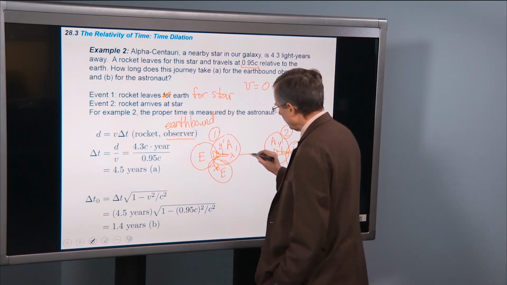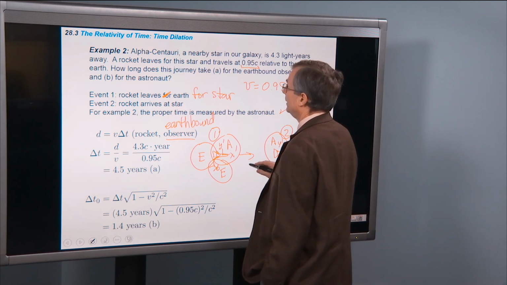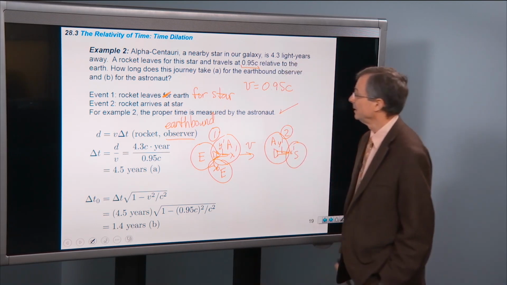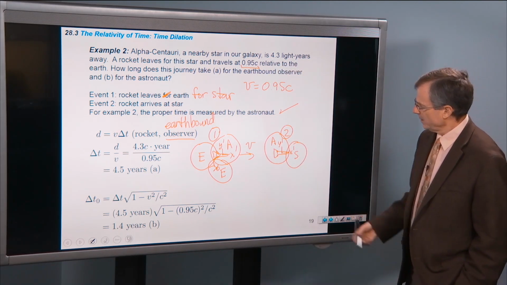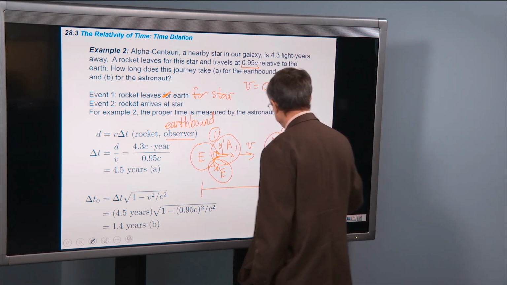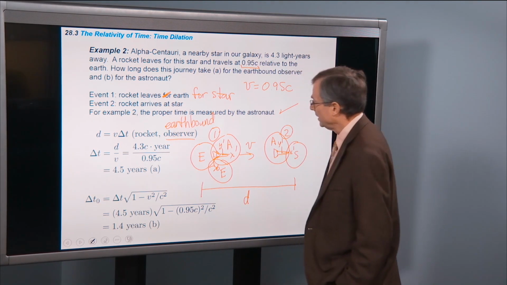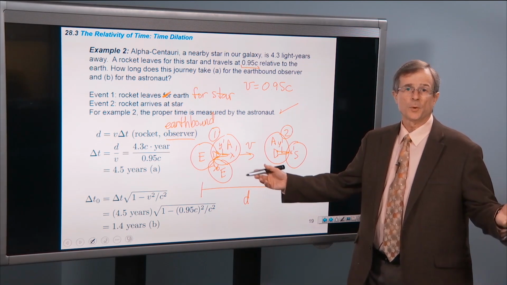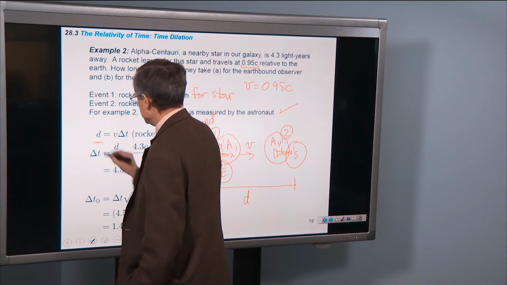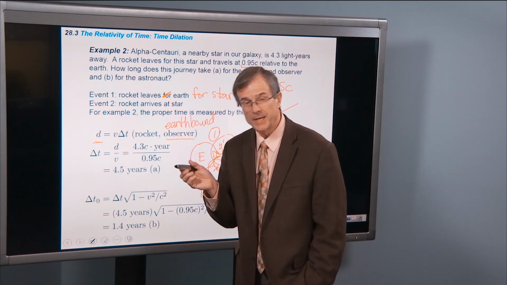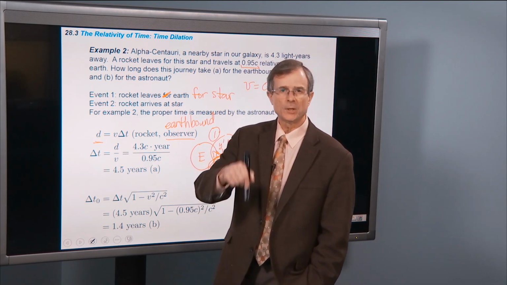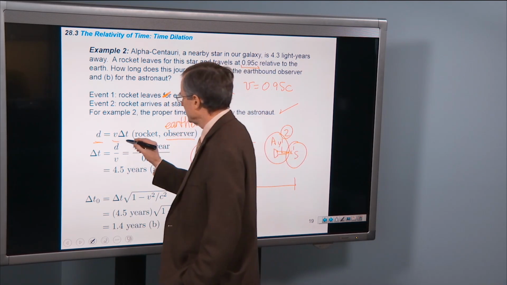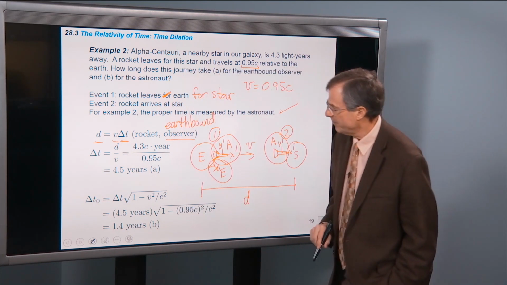From his point of view, that rocket is leaving at 0.95 c, going at a speed of 0.95 c. From his point of view, the distance between the Earth and this star is 4.3 light years. That's the perspective that we're usually in. Yeah, we say it's 4.3 light years. So it's easy. The distance between the two events, which is the distance between the Earth and the star, is the speed of the rocket, which we have, times the time required.